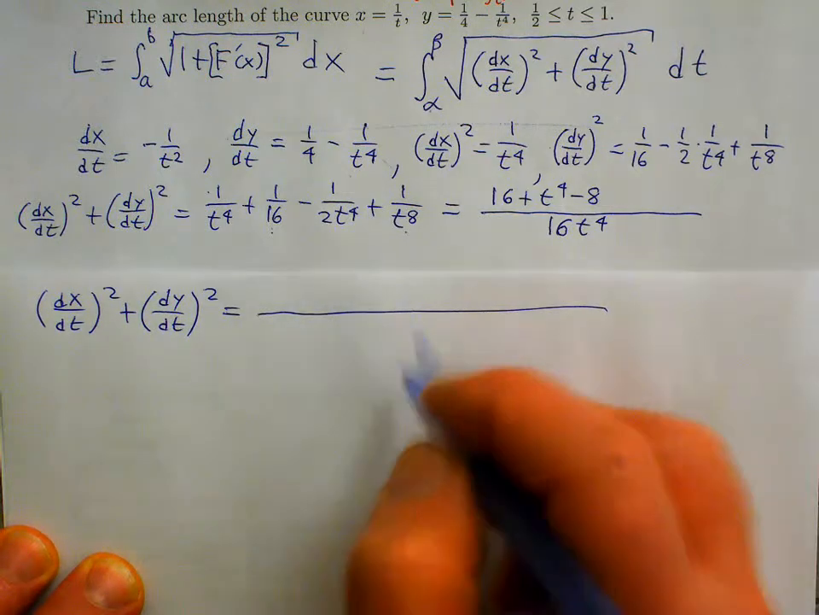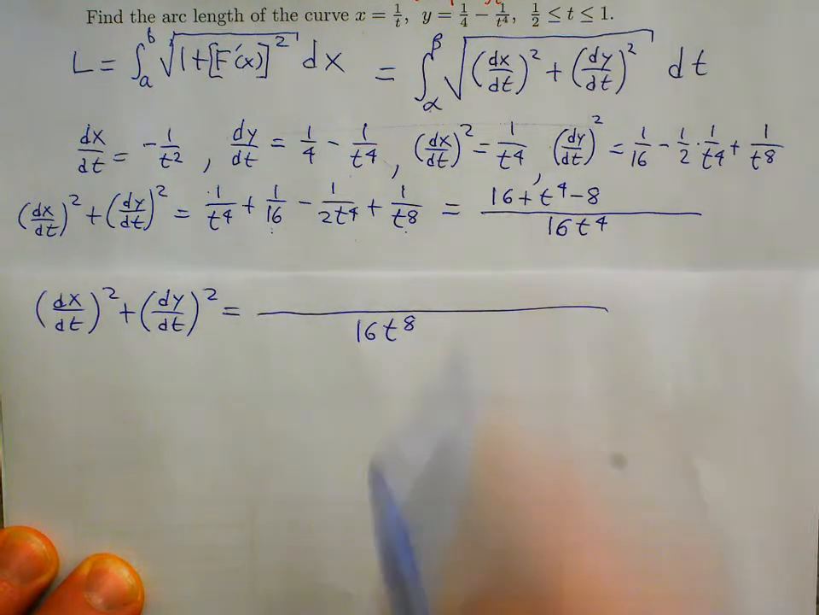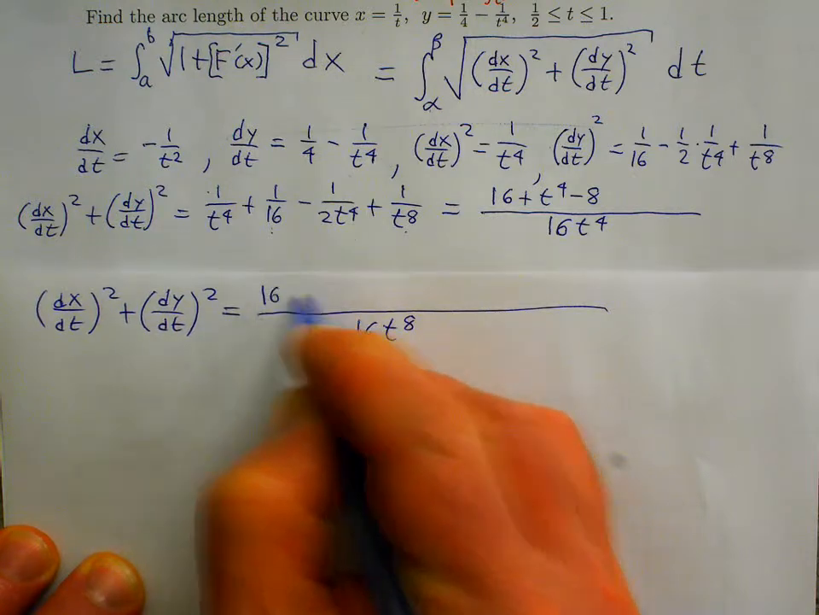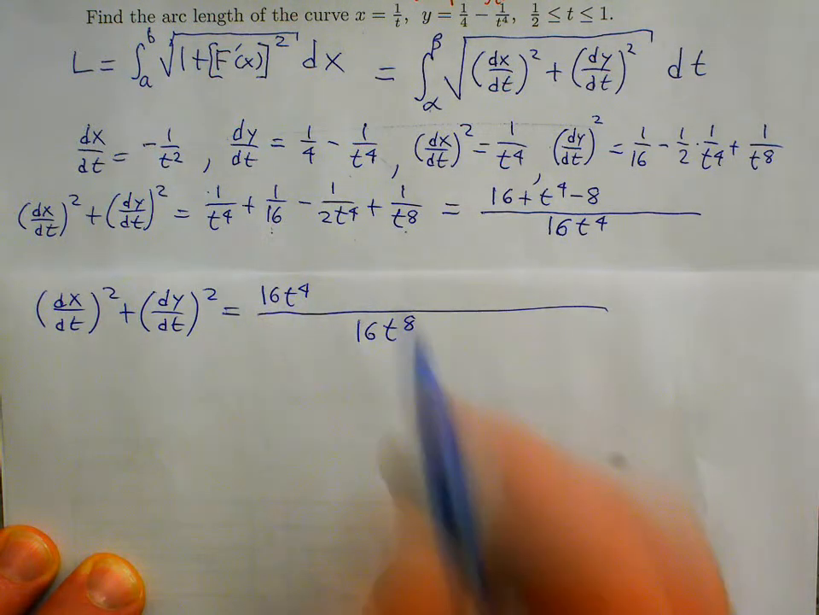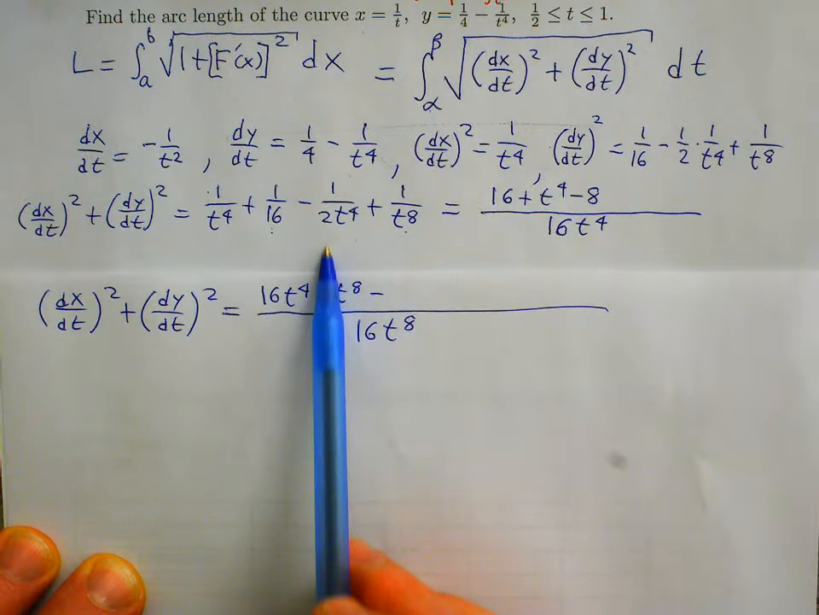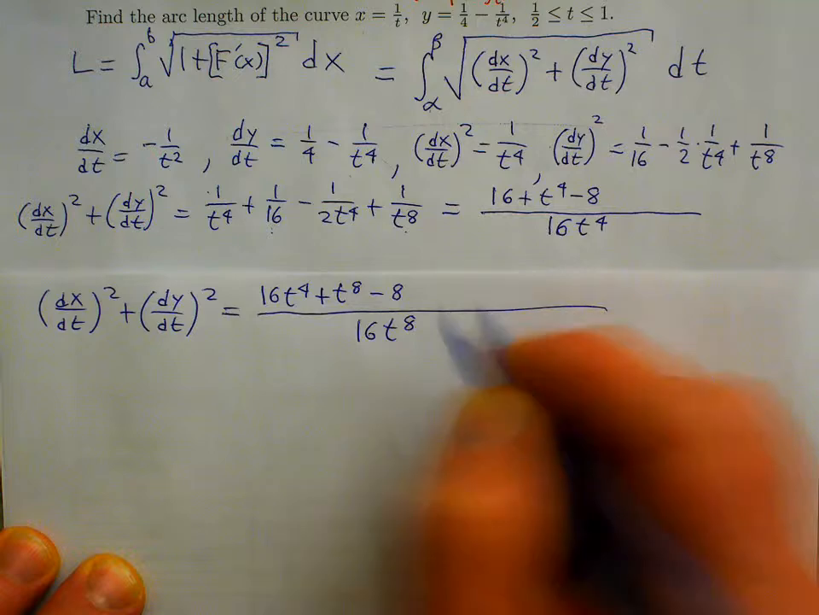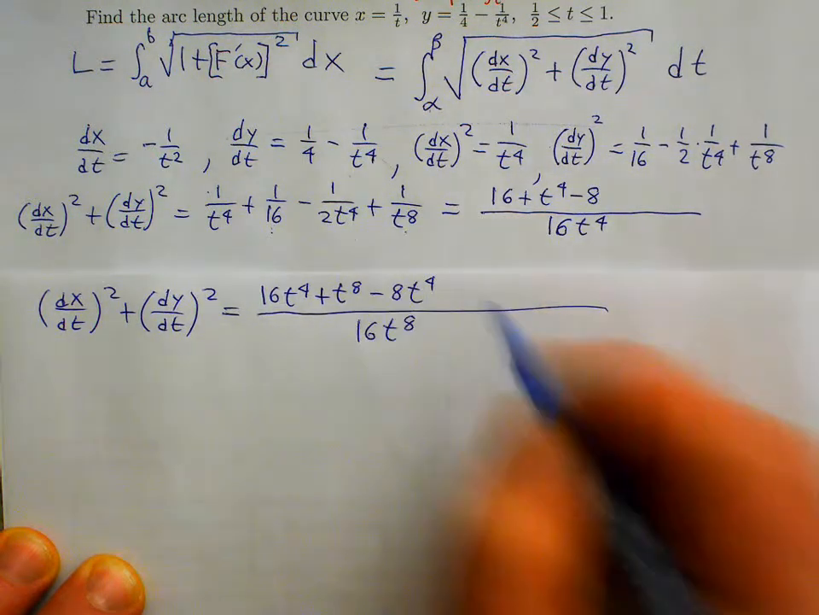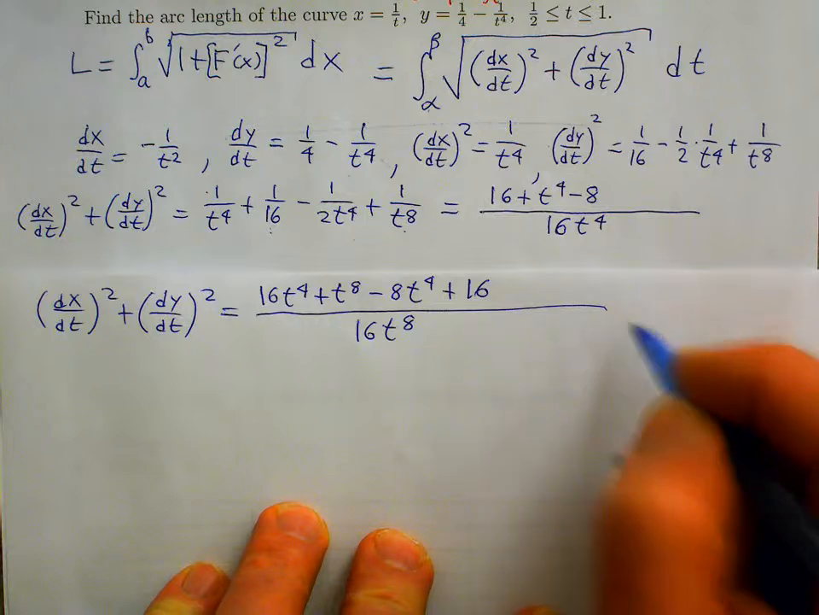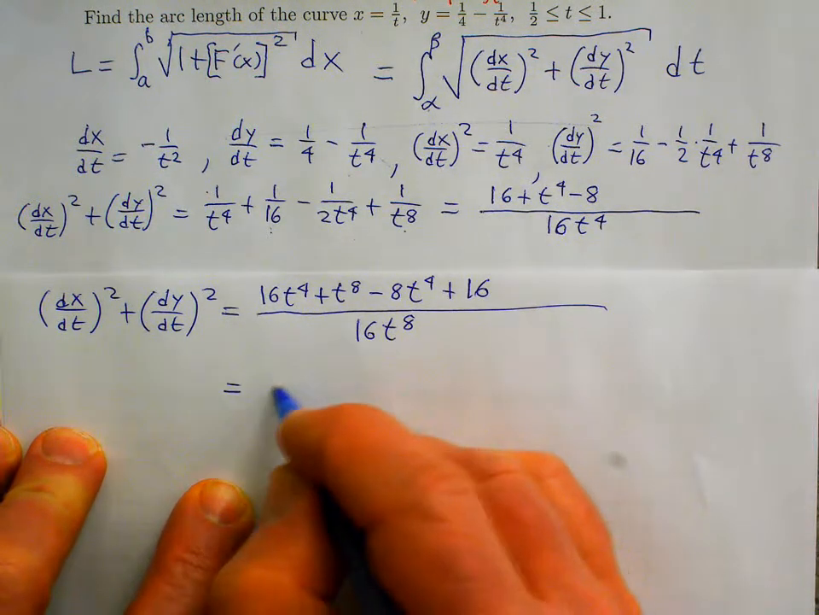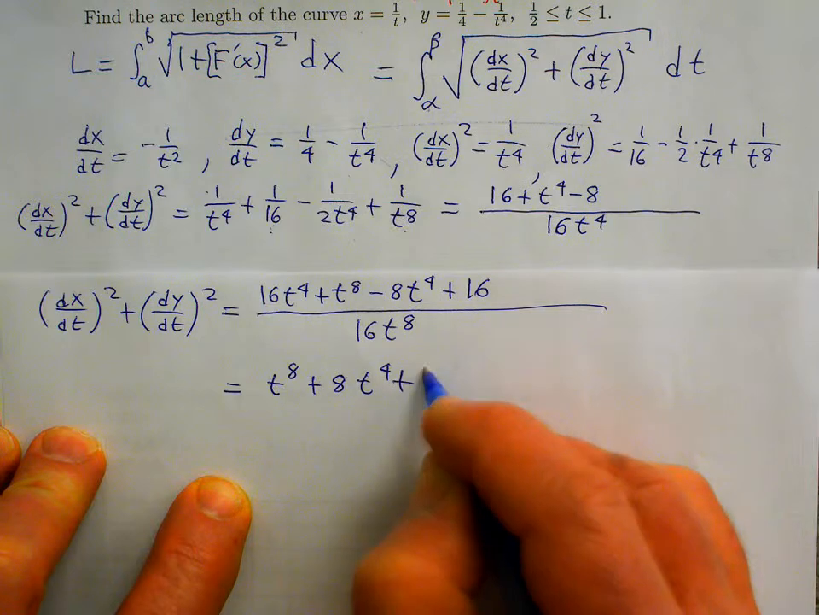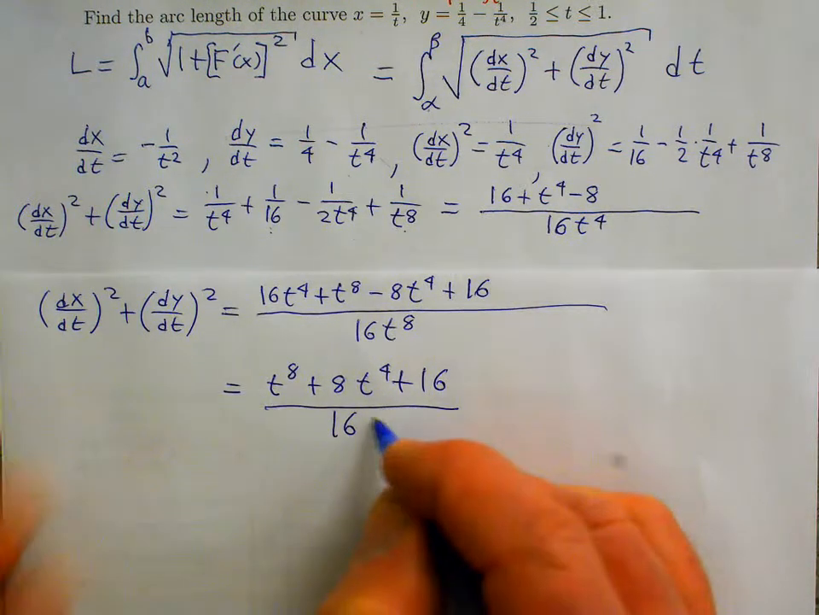So the common denominator we want is 16t to the 8th. So this one, multiply the numerator and denominator by 16t to the 4th. Multiply this term by t to the 8th. Multiply this one by 8t to the 4th over 8t to the 4th. And then the last one, 16 over 16. So we get this, and if we put it in standard form, we get t to the 8th plus 8t to the 4th plus 16 over 16t to the 8th.